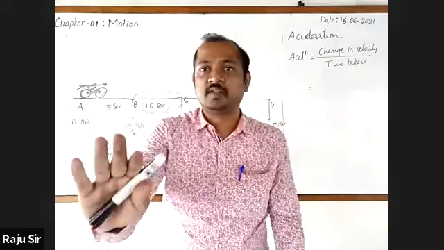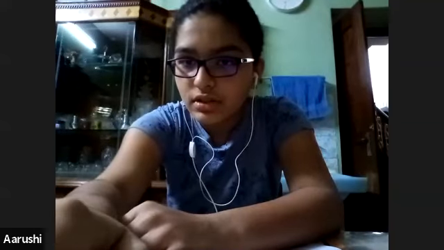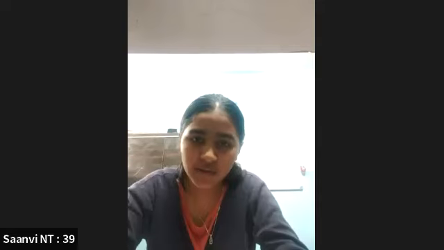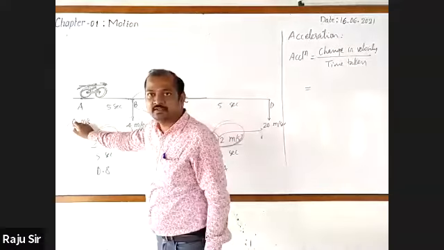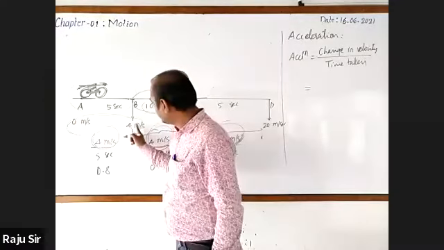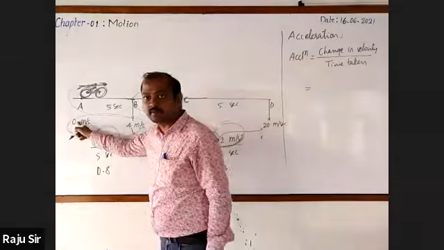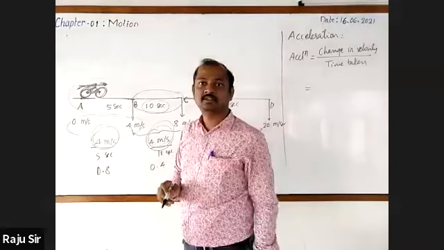Final value minus initial value. Final velocity minus initial velocity. Very good. Even in the first case, this is called final velocity and this is initial velocity. So final velocity minus initial velocity is change in velocity.